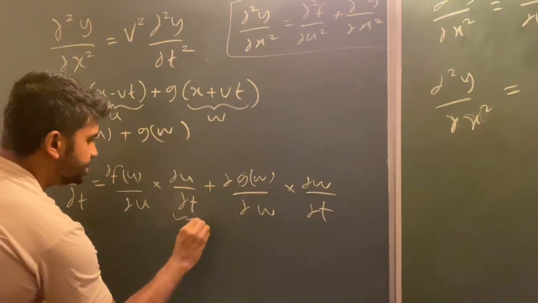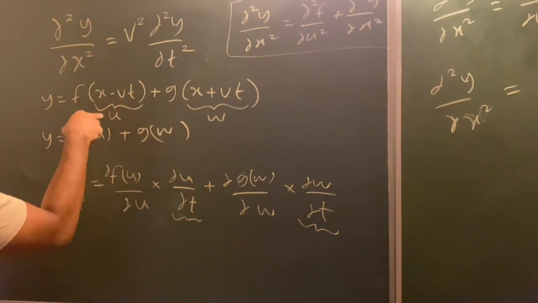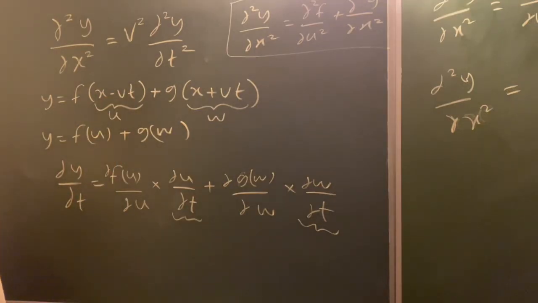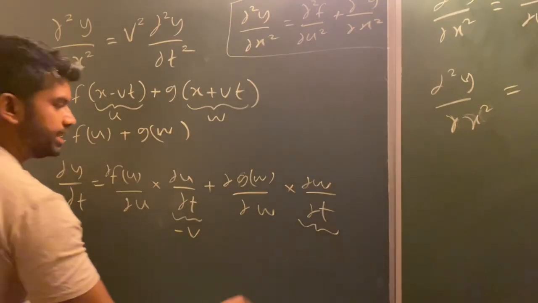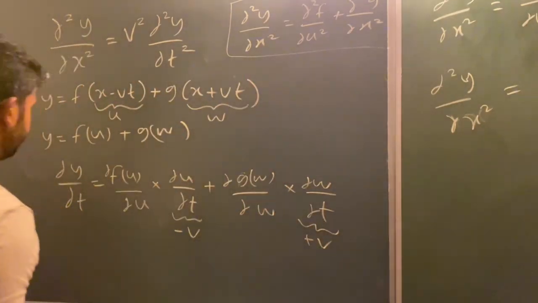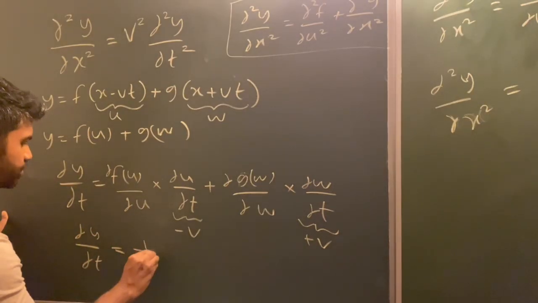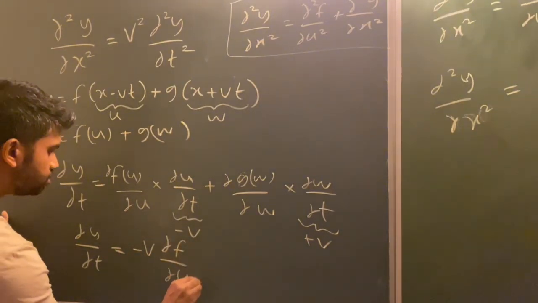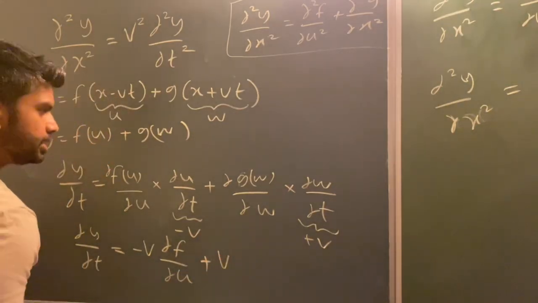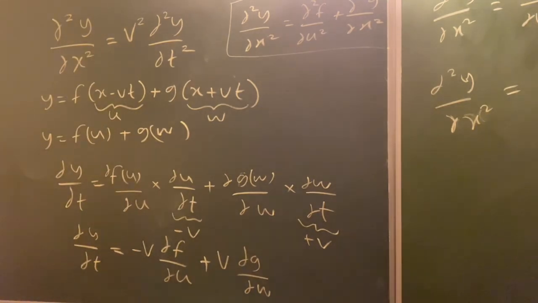Just as our previous one, check this out, guys. You will be able to see that ∂u over ∂t, now x is a constant here. We treat x as a constant. So we'll end up with minus v here. So this is minus v. Here it is plus v. So we will end up with something like this. ∂y over ∂t is equal to minus v times ∂f over ∂u plus v times ∂g over ∂w. Not over yet, but we are almost there now.